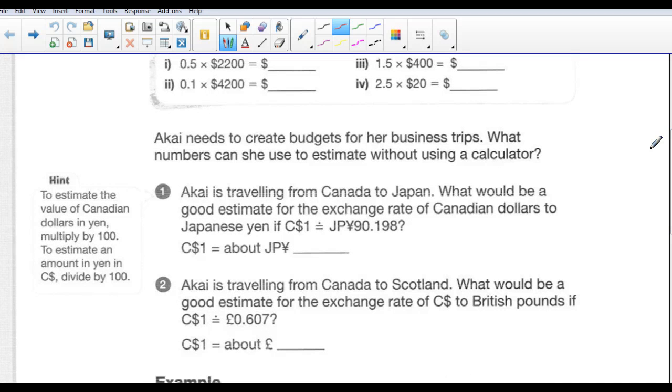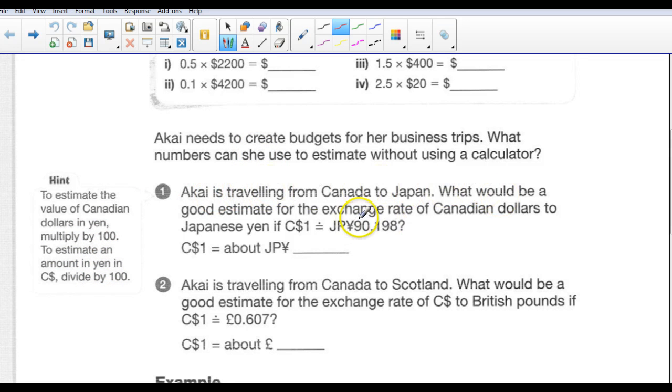Akai needs to create budgets for her business trips. What numbers can she use to estimate without using a calculator? So when we're estimating currency, we're just trying to do it without a calculator, doing the math in our head. To estimate the value of Canadian dollars in yen, multiply by 100 to estimate an amount and divide by 100. Okay, because, number one, Akai is traveling from Canada to Japan.